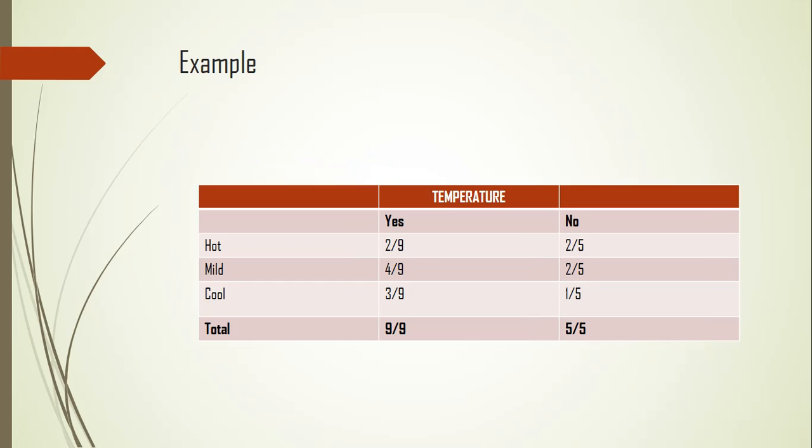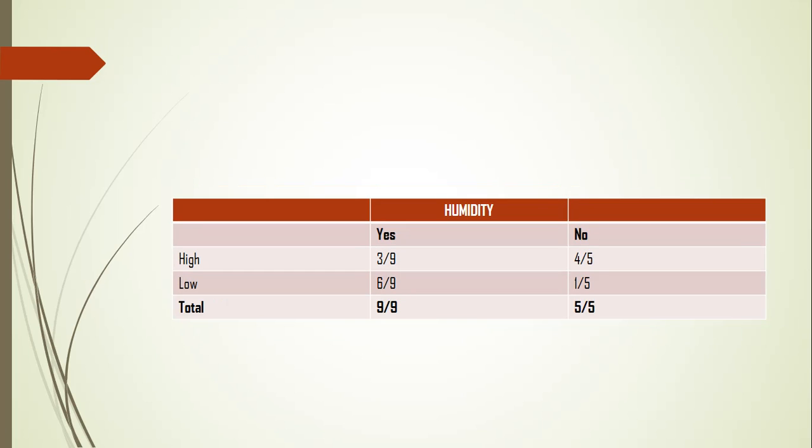Similarly, for temperature, if the temperature is hot, 2 out of 9 times we play tennis. If the temperature is mild, 4 out of 9 times we play tennis. And if the temperature is cool, 3 out of 9 times we play tennis. On the other hand, if the temperature is hot, 2 out of 5 times we do not play tennis. 2 out of 5 times we do not play tennis with mild conditions, and in cool conditions 1 out of 5 times we do not play. Similarly, we can find the same probabilities for humidity and wind conditions.